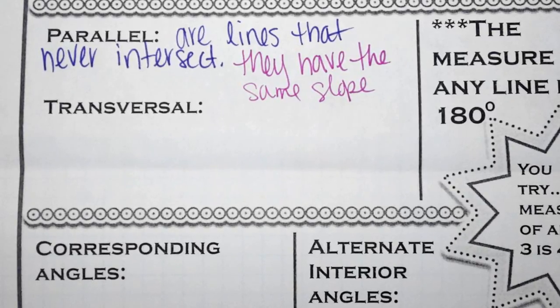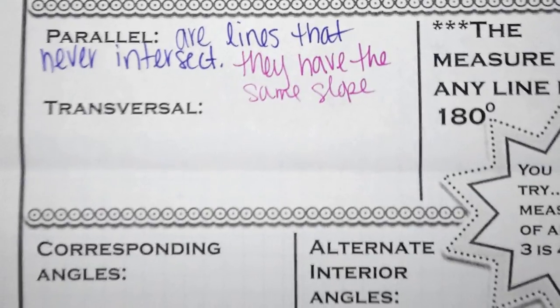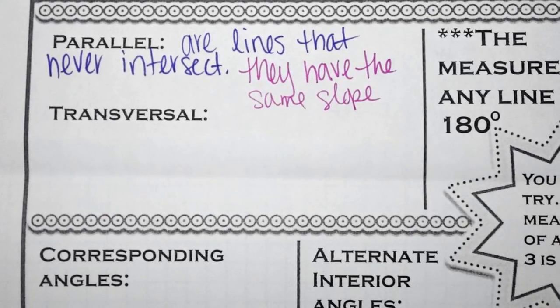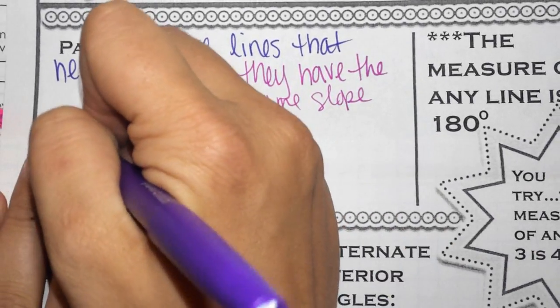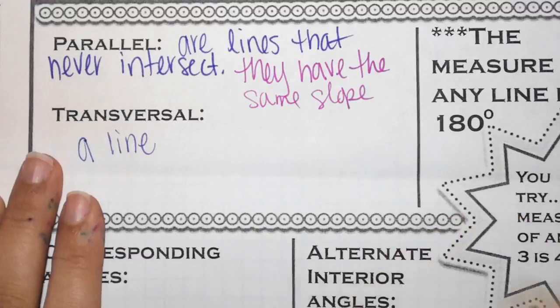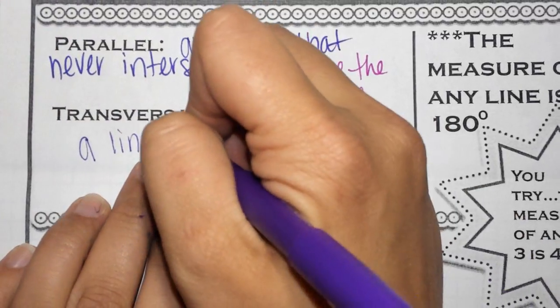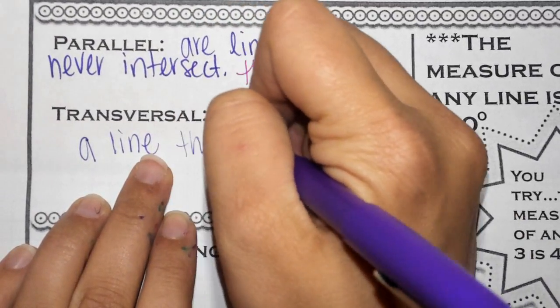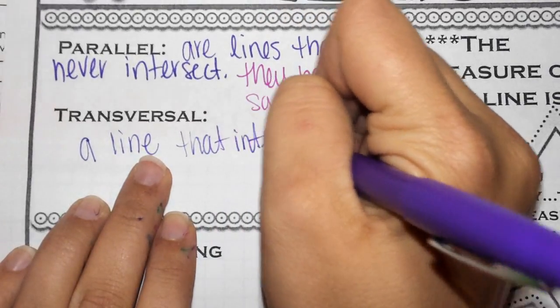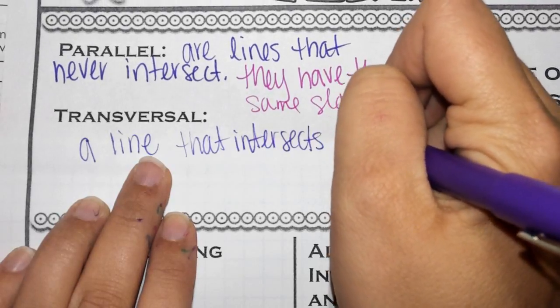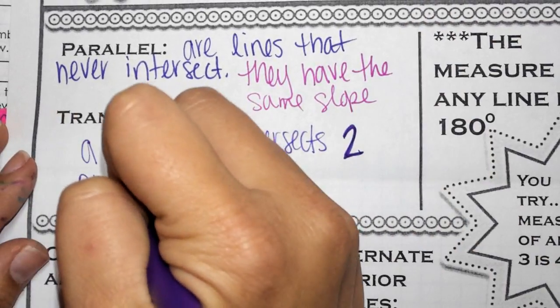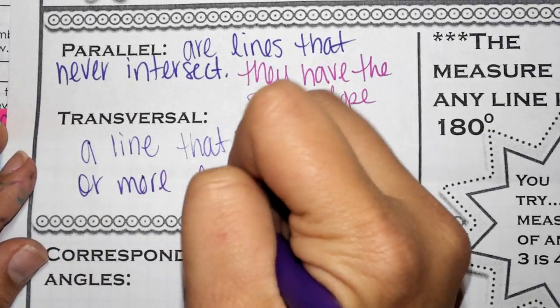All right, so a transversal. What do you think a transversal does? It makes our figure different. So if parallel lines are lines that never intersect, what do you think a transversal is going to do? It's going to intersect them. So it is a line that intersects two or more lines.